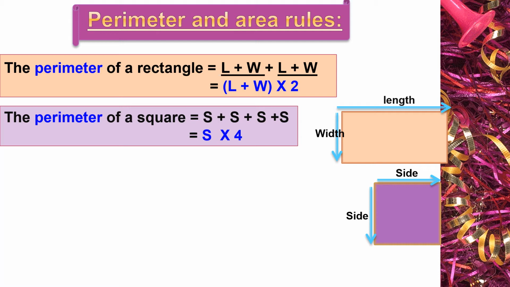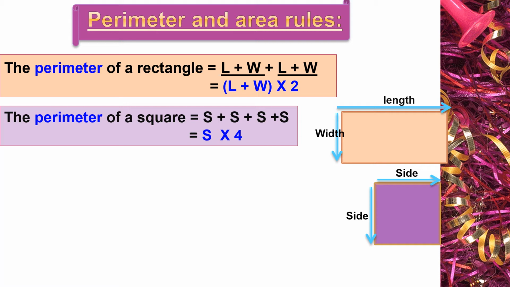The perimeter of a square. We said perimeter is the distance around the shape, so I will say side plus side plus side plus side, right? Here, side is repeated how many times? 4, so I can call it repeated addition, right? So I will take side times 4 because it's repeated 4 times. So perimeter of a square is side times 4. We should memorize it very well.